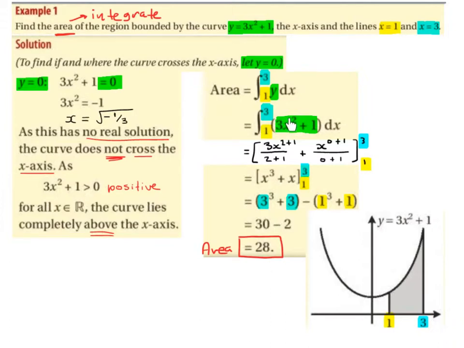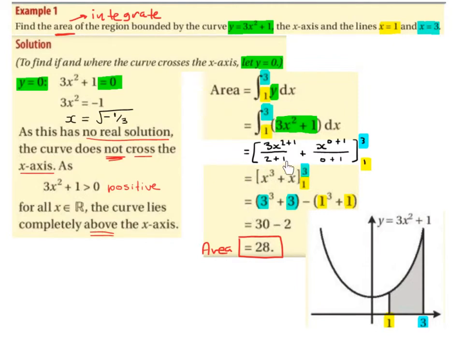So to integrate 3x squared, we add 1 to the power. So we get 3x to the power of 2 plus 1, divided by the power plus 1, so divided by 2 plus 1, which gives us 3x cubed over 3, which just gives us x cubed. And the integral of 1 will always just give us x, and the reason for that is 1 is really x to the power 0, plus 1, so we write 0 plus 1 as our denominator, and x to the power 1 over 1 is just x. But it's good to just learn off that the integral of 1 is x.